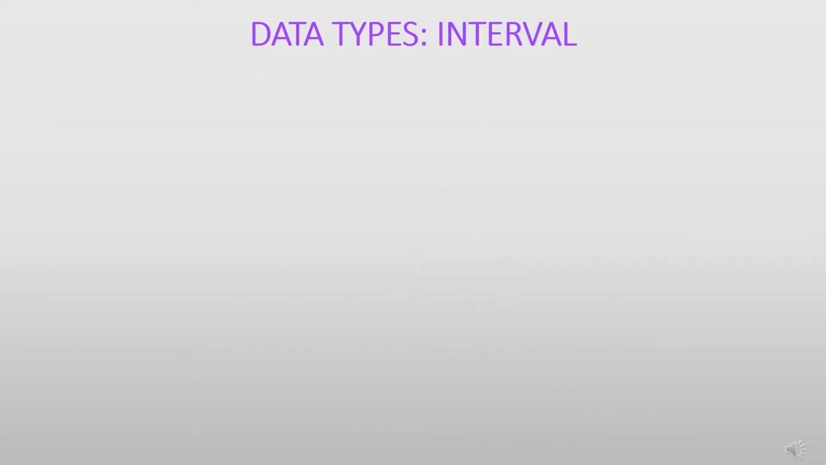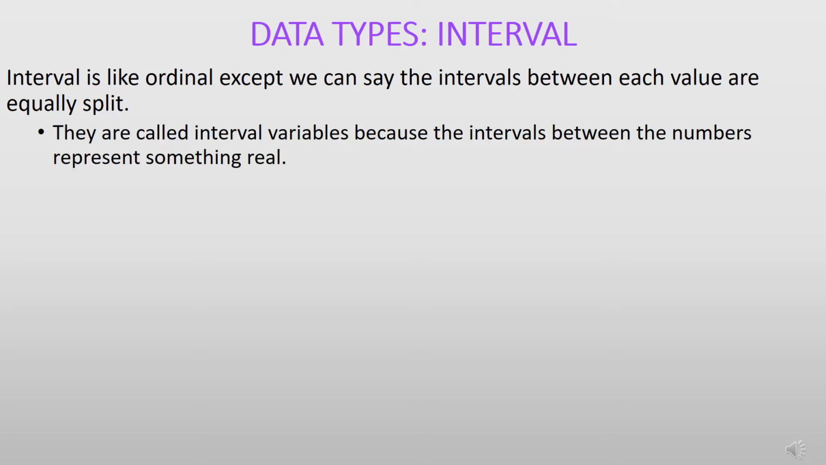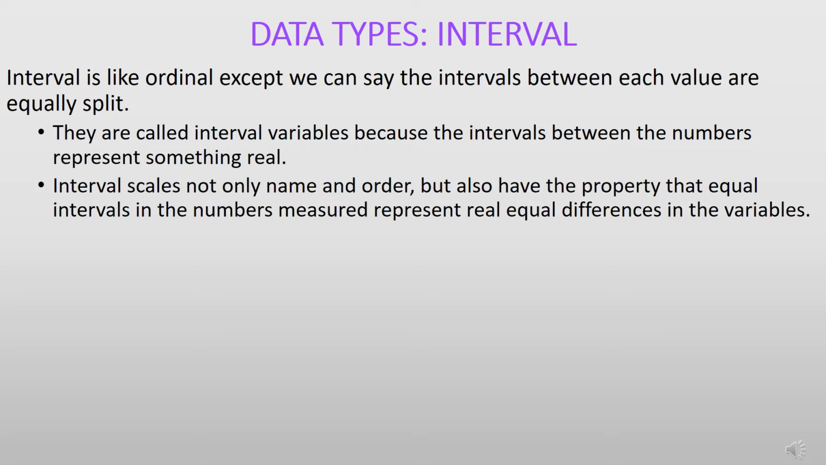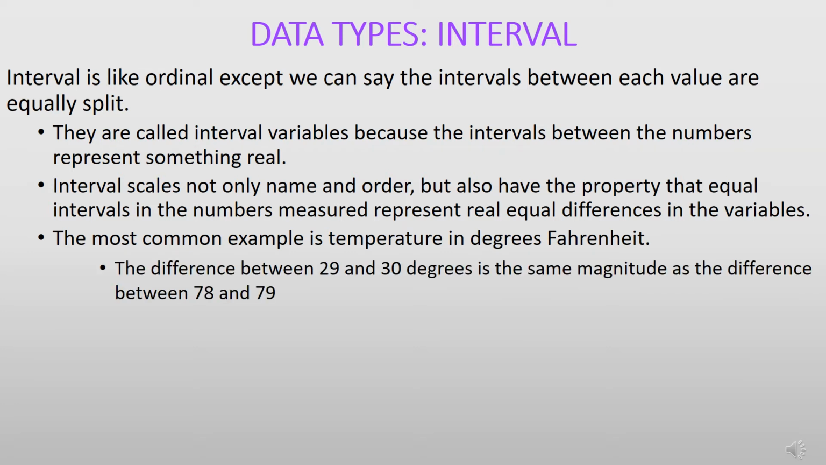The third data type is interval. Interval is like ordinal, except we can say the intervals between each value are equally split. They are called interval variables because the intervals between the numbers represent something real. Interval scales not only name and order, but also have the property that equal intervals in the numbers measured represent real equal differences in the variables. The most common example is temperature in degree Fahrenheit. The difference between 29 and 30 degrees is the same magnitude as the difference between 78 and 79 degrees.